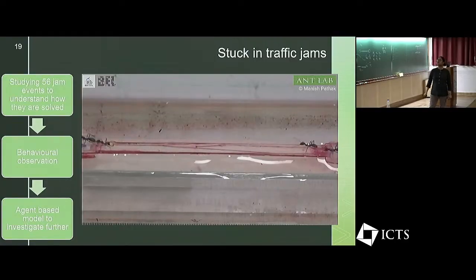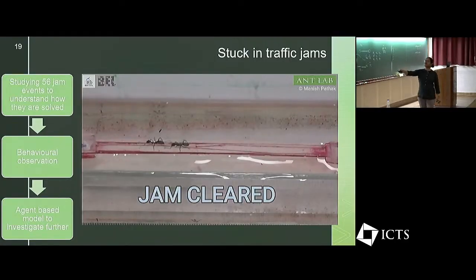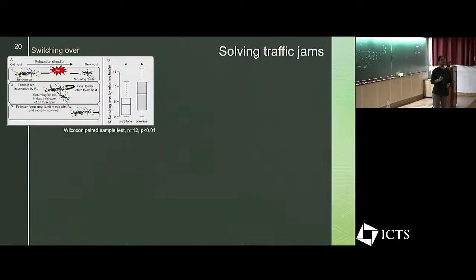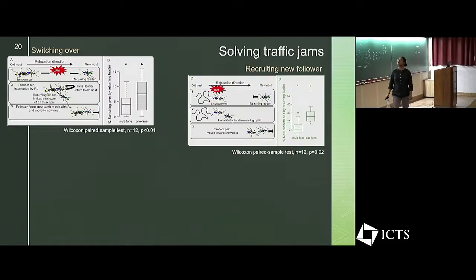All right, so we studied 56 jam events to understand how these are solved, using behavioral observations to begin with, and then with the help of our collaborators looked at agent-based modeling to investigate what is going on in the ants' decision-making capacities, because behavior will only take us so far. So there is switching over. One of the followers over here is picked up by a new leader when there's a jam, and we thought that in one lane this happens more frequently, hence it could be a way of solving jams.